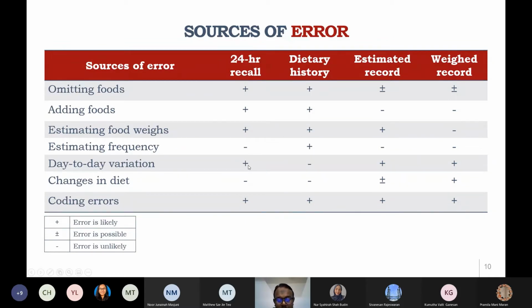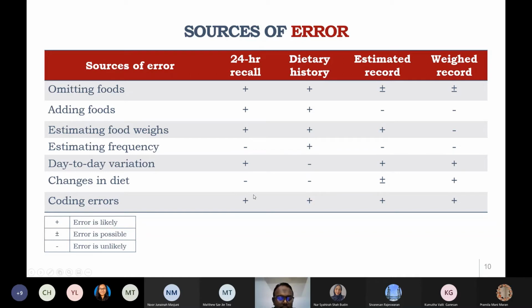Day-to-day variation. This will definitely happen in 24-hour diet recall because not all days we consume similar types of food, so there will be day variation. Changes in diet is unlikely because when we interview them, we do not announce to them beforehand that tomorrow we are going to interview. We just interview them when they come to the clinic. Okay, so therefore there will be no changes in diet.